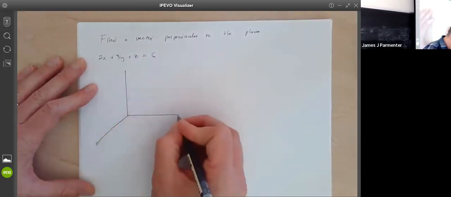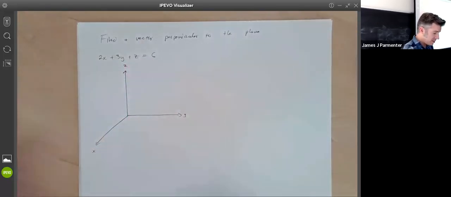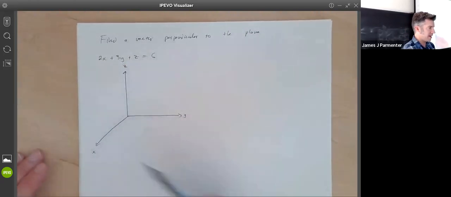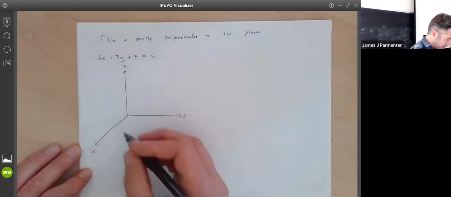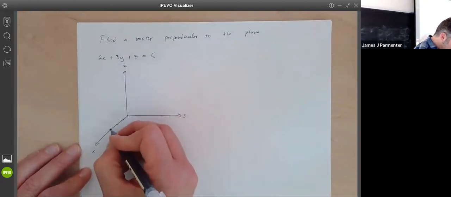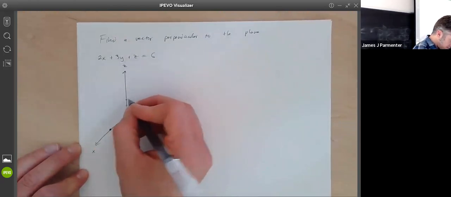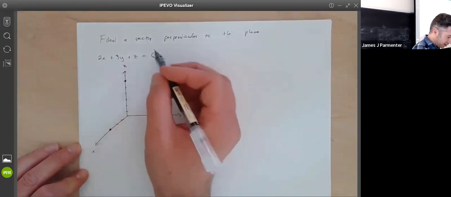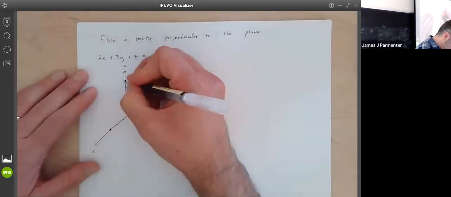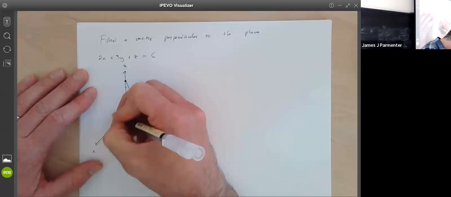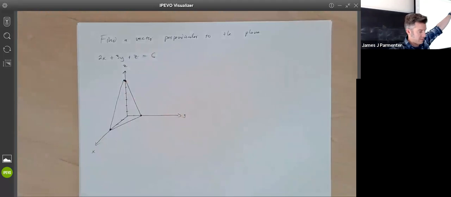So here's my usual x, y, z coordinate system. And for this particular plane, when I draw a plane like this, I usually try and find all my intercepts. If I set y and z equal to 0, I'm going to get x equal to 3. If I set x and y equal to 0, I'm going to get z equal to 6. And if I set x and z equal to 0, I'm going to get y equal to 2. So here's my plane. Or I should say, here's part of my plane, because obviously it extends in each direction forever and ever.